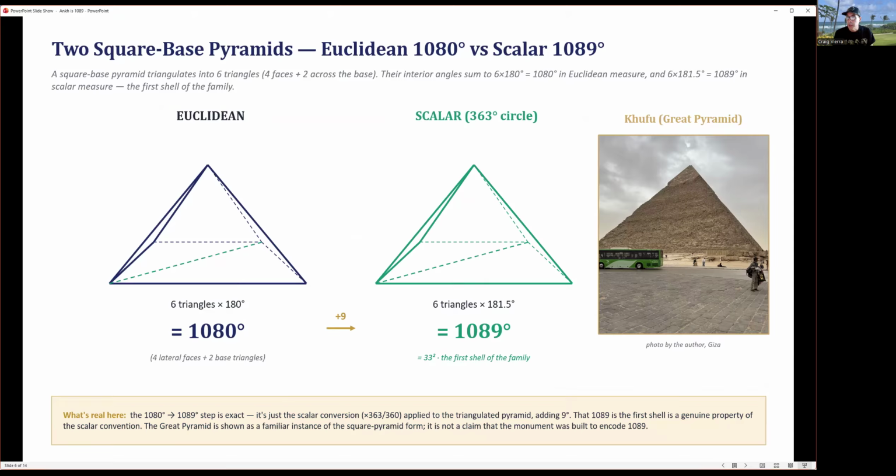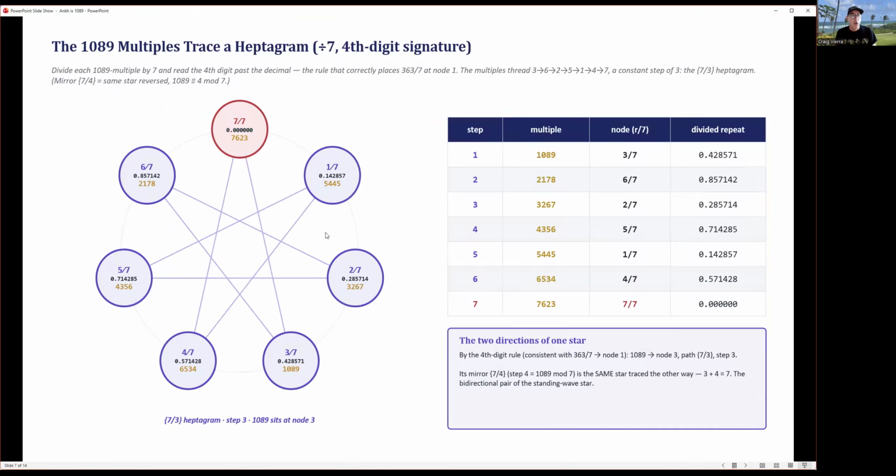And here we have 1080, and then in the scalar system, we still have six triangles, but the triangles are a degree and a half more. So 6 times 181.5 degrees is 1089. Here's a snapshot. This is not Khufu, I need to fix this. This is Khafre, also in Egypt, in Cairo, and you can see the pyramid here. All right, so what's up with the 1080 and the 1089?